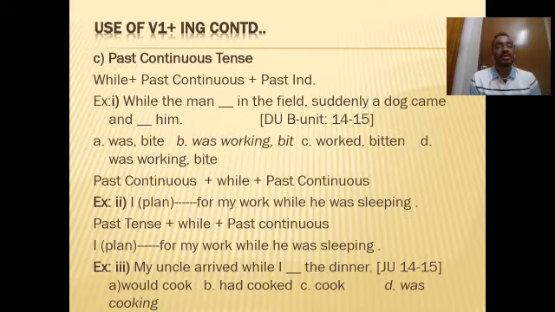So the answer is I planned for my work. Planned, because the first one may also be in past tense. So the fact is that what we have got from here is that after while the clause is in past continuous tense. So after while we use the past continuous tense.